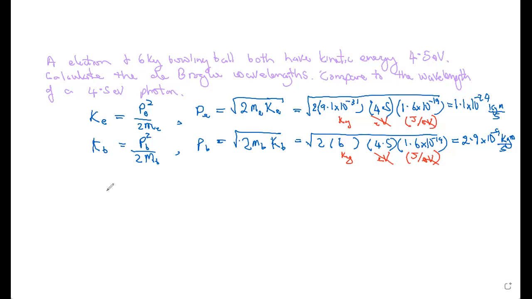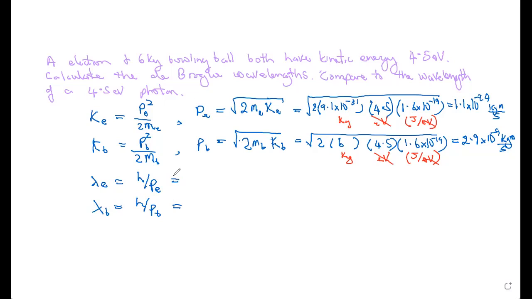Next step then is to calculate the corresponding wavelengths for these two momenta. So I'm going to calculate lambda E for the wavelength of the electron, lambda B for the wavelength of the bowling ball. And these wavelengths are determined by the de Broglie equation, which is the ratio between Planck's constant and the momentum of the electron, or the momentum of the bowling ball.